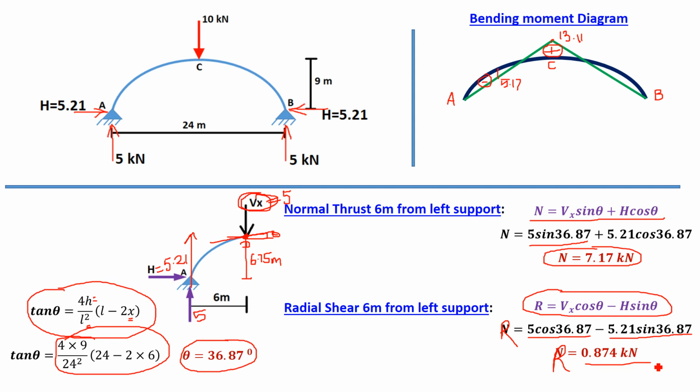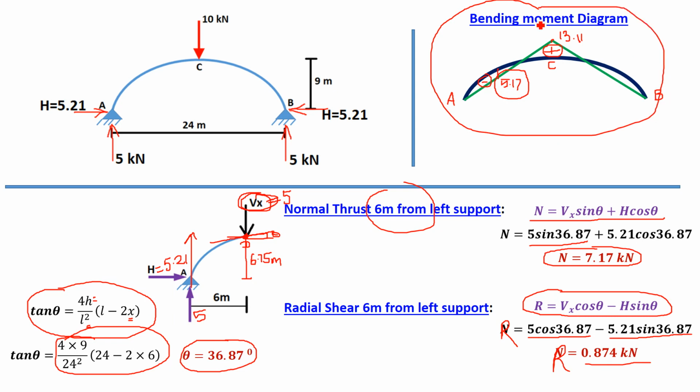So all 5 unknowns are over in the given numerical example. The first unknown was to calculate the horizontal thrust, then bending moment, normal thrust and radial shear at 6 meter from the left support, which we have calculated. The bending moment answer was minus 5.17, normal thrust is 7.17 kilonewton and radial shear is 0.874 kilonewton. We also plotted the final bending moment diagram. Like this you can solve the problem of a 2 hinge parabolic arch.